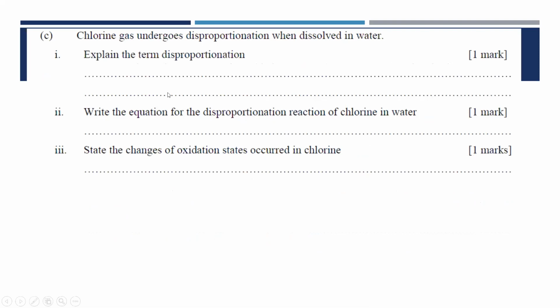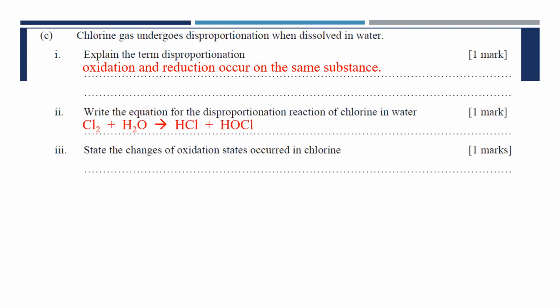Then for C, chlorine gas undergoes disproportionation when dissolved in water. Explain the term disproportionation. Disproportionation means that oxidation and reduction occur simultaneously on the same substance. Number 2, write the equation for the disproportionation of chlorine in water. So Cl2 plus H2O gives HCl plus HOCl, very straightforward. Then state the changes of oxidation state that occur in chlorine. Chlorine changes from 0 to -1 and also 0 to +1. So that is how you get the disproportionation, and that is for question number 1.